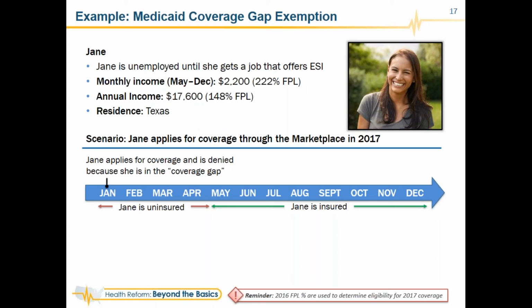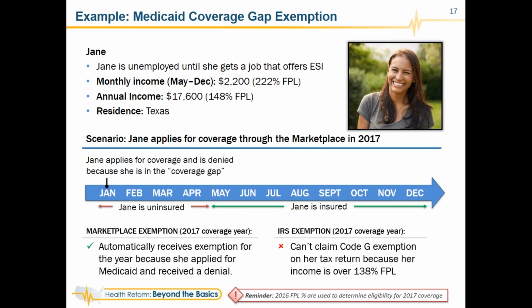She has some options here. She can get a marketplace exemption, and she would automatically get an exemption for the year because she had applied for Medicaid and received a denial. So her marketplace paperwork is going to spit out a code that she can put on her tax return. She doesn't need to fill out a marketplace application in order to get the exemption. And it's good that she has that code, because she can't claim this exemption directly on the tax return without it. Why? Because her income is over 138% of the poverty line.